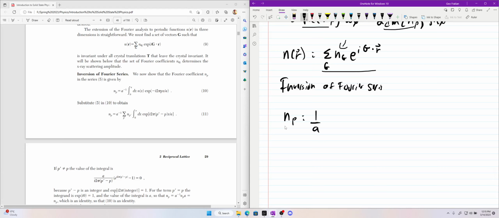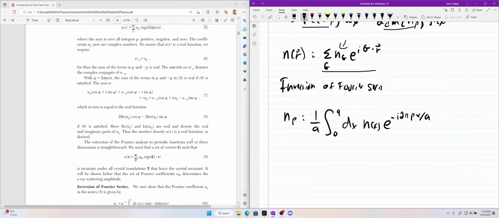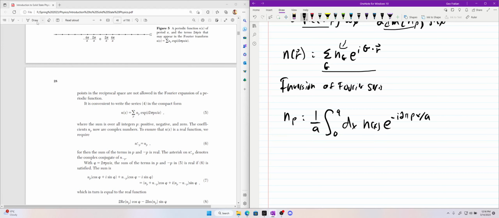I'm going to write it as 1 over a. It looks better. Integral 0 to a dx n of x. This is quite literally just how you do an inverse Fourier series. Px over a. Okay, because we just took the sum and turned it into an integral. So we want to substitute 5. So 5 is this equation right here. Let me turn on the draw.